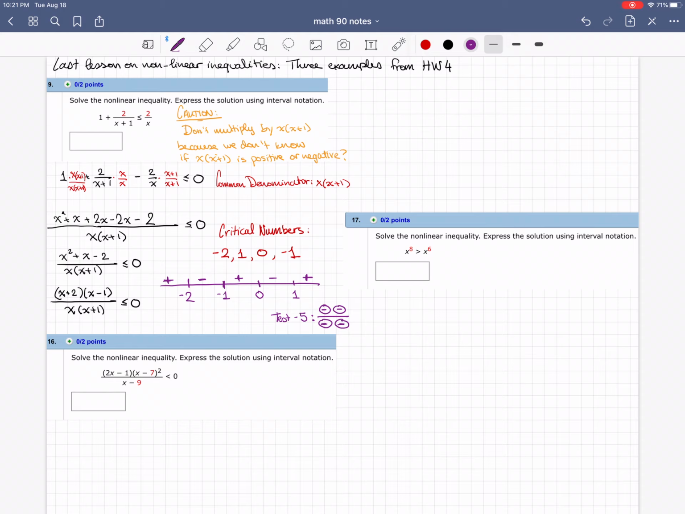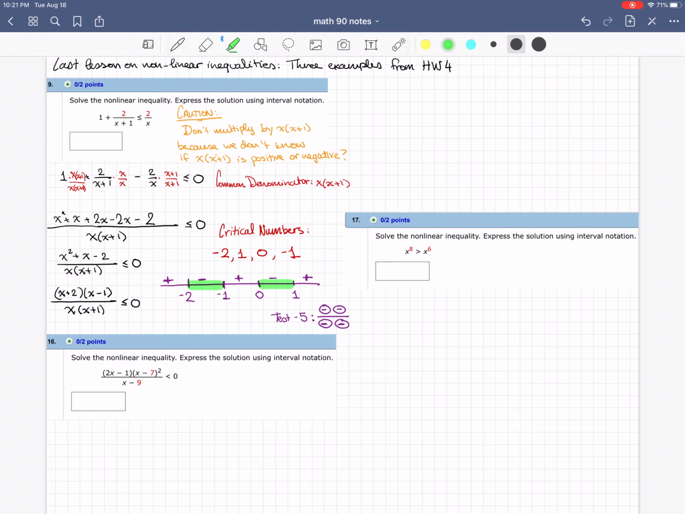Okay, now what did we want? We wanted to know, where is this expression less than or equal to 0? And as we've said many times before, less than or equal to 0 means negative or equal to 0. So where do we see negative on our sign chart? We see it here. We see it here. So that's negative.